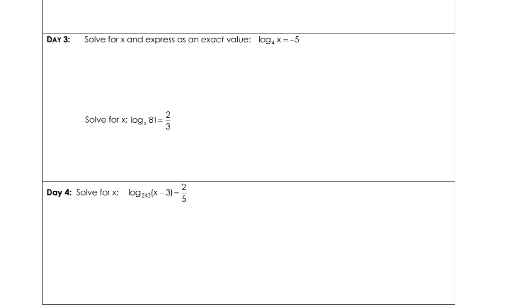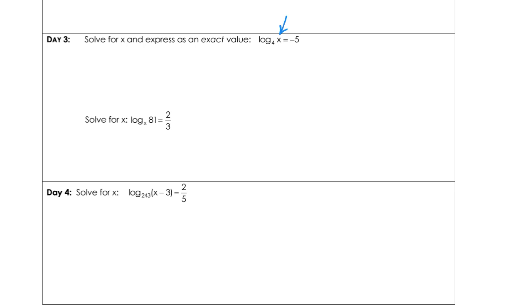All right, so we're on day 3 notes, and this is our day 3 warm-up. It says solve for x and express as an exact value. And this is actually what we're going to get into today. So you're going to need a little guidance on this stuff. But right now, they want us to solve for x. Well, I don't know how to solve for that x. I don't know about you.